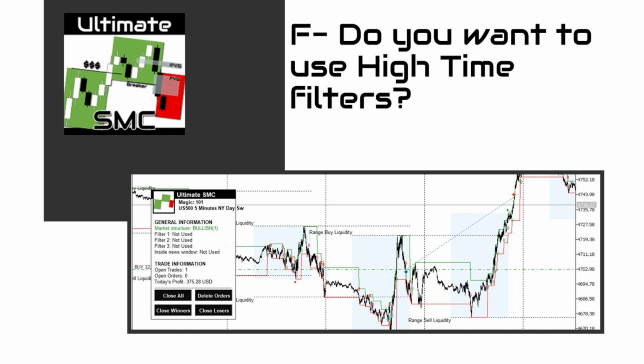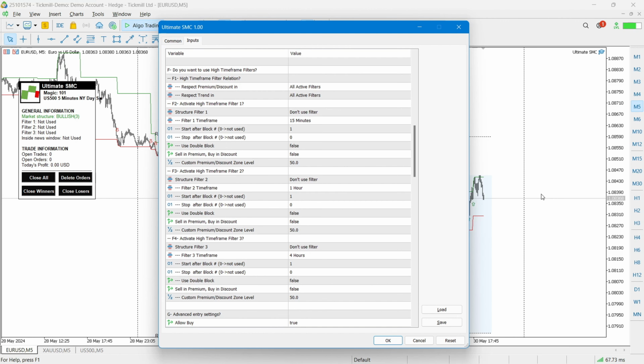Hello everyone. In this episode, I'm going to talk about the higher time frame filters. We have three filters in the EA. All those filters are based on the structure blocks indicator, and it will help us here to really define if we're going to trade within the trend of the higher time frame filters. So checking the structure blocks on higher time frame to trade with or counter the trend. And also we have an option where we can trade within premium and discount zones of those higher time frame.